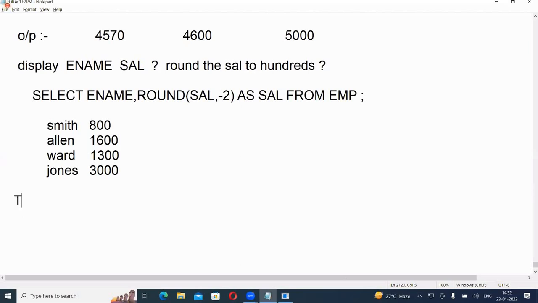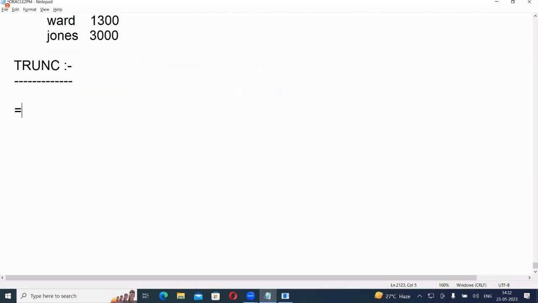Next. What is the next one? Trunc function. What is the trunc function? Trunc function is similar to round only, but trunc function always rounds the number to the lowest.